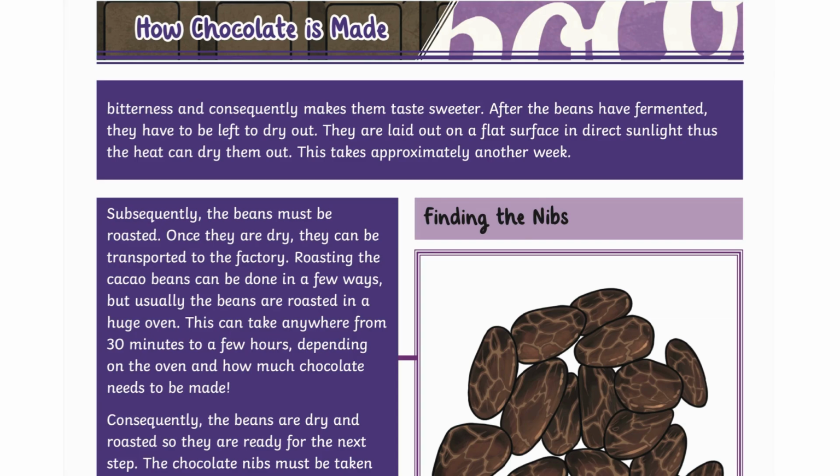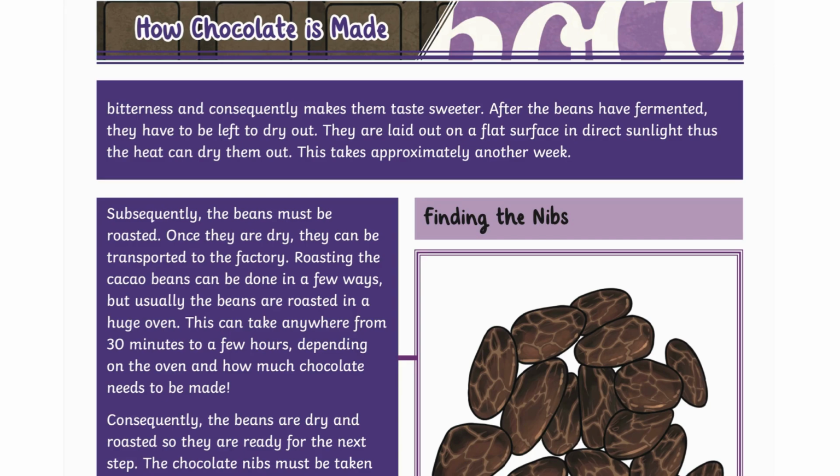Finding the nibs. Subsequently, the beans must be roasted. Once they are dry, they can be transported to the factory. Roasting the cacao beans can be done in a few ways, but usually the beans are roasted in a huge oven. This can take anywhere from 30 minutes to a few hours, depending on the oven and how much chocolate needs to be made.